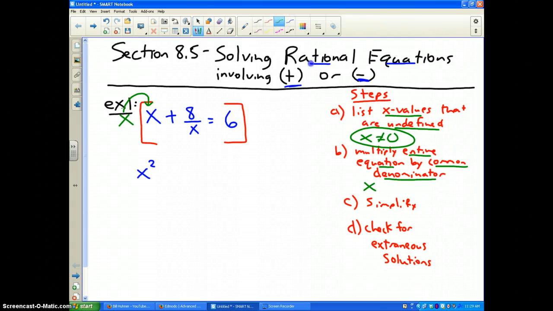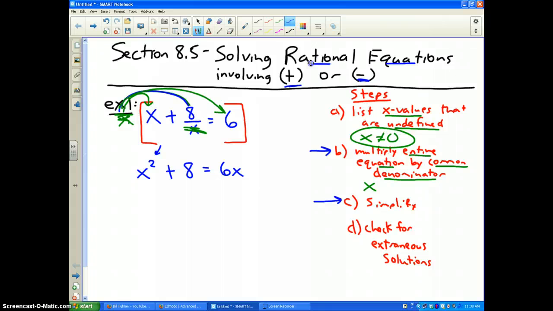Now, if I take x times the first piece, x times x will give me x squared. If I take x times the second piece, this x and that x will cancel out, leaving me with plus 8. Because really, I get 8x over x. X times 8 is 8x, but these x's are going to cancel, which will just leave me a plus 8. And that's why we do step B, because we want our fractions to cancel out. And finally, x times what it equals, which is 6x. Beautiful. We have now gotten rid of our denominators, and we now have an equation that we all know how to solve, which is step C, simplify.